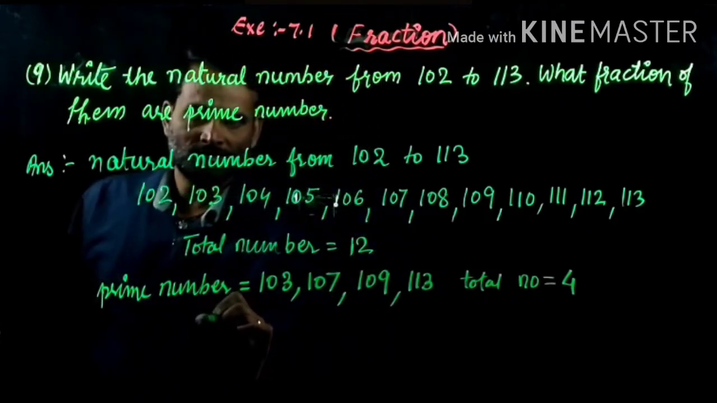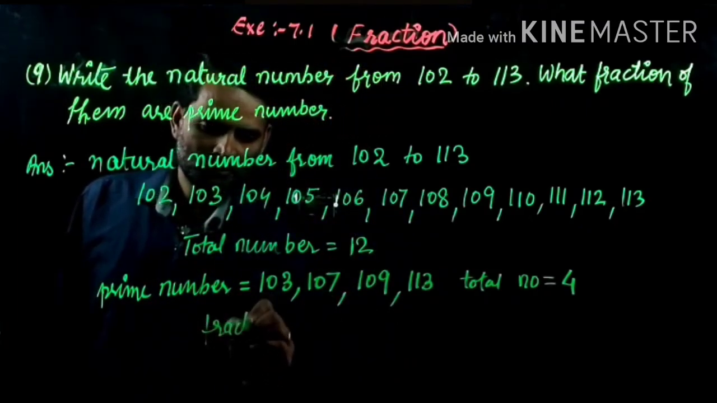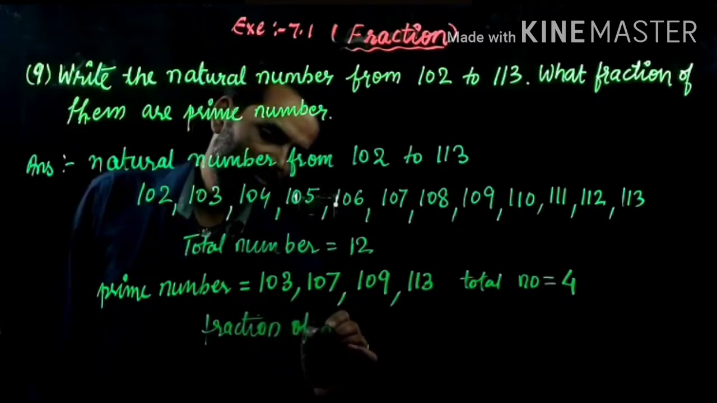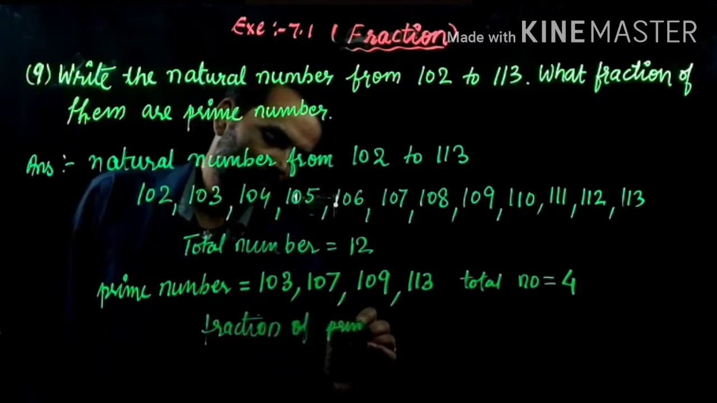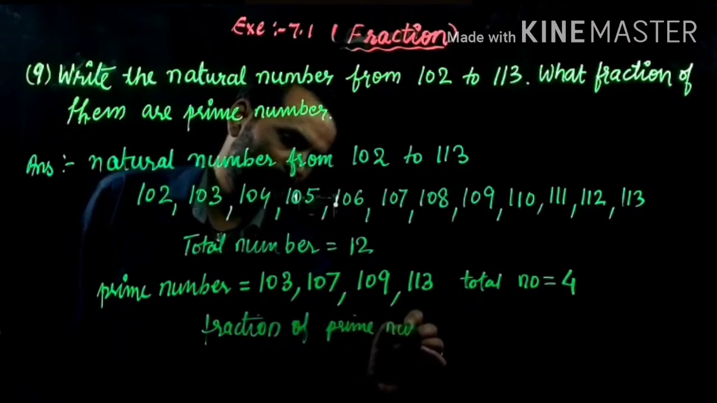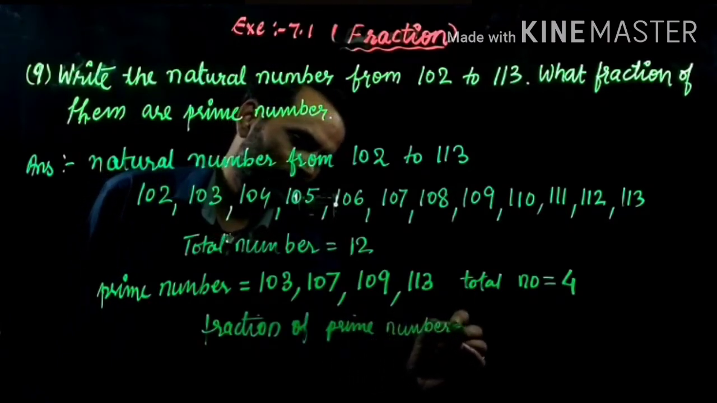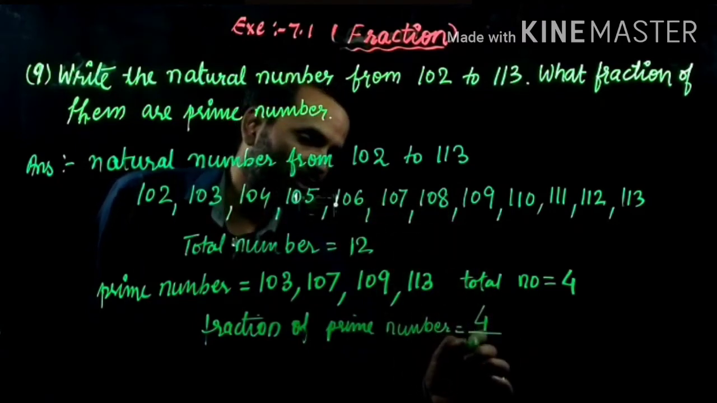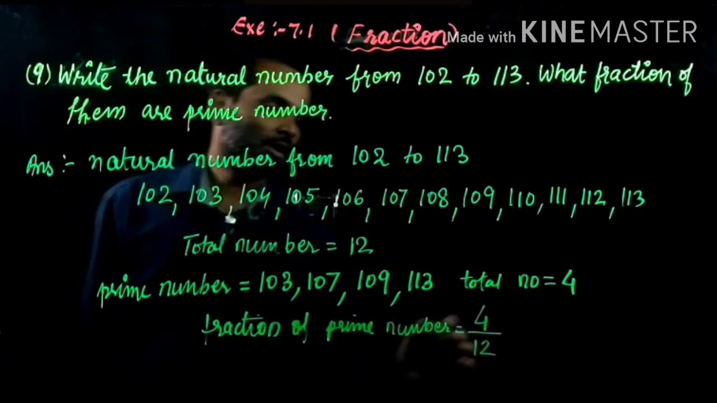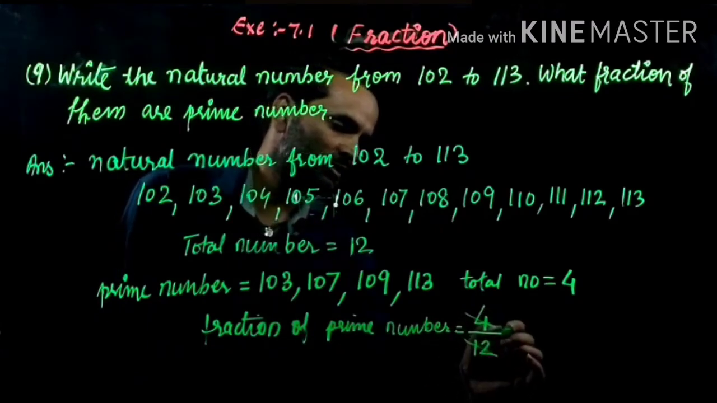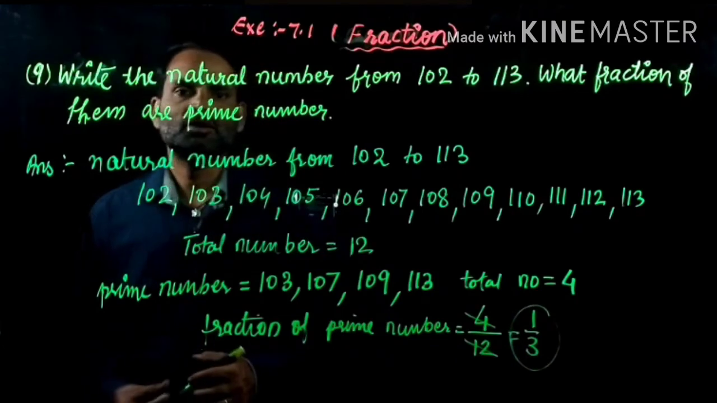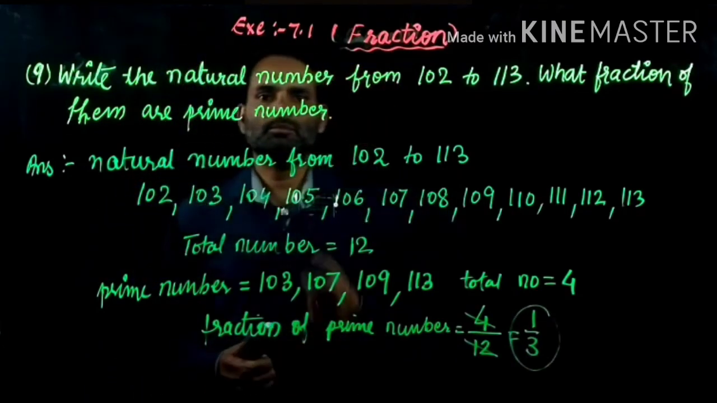So the fraction of prime numbers is 4 upon how much? 12. 4 upon 12. After cancellation, 4 ones are 4, 4 threes are 12, so 1 upon 3. This is the answer: 1 upon 3 is the fraction of prime numbers.